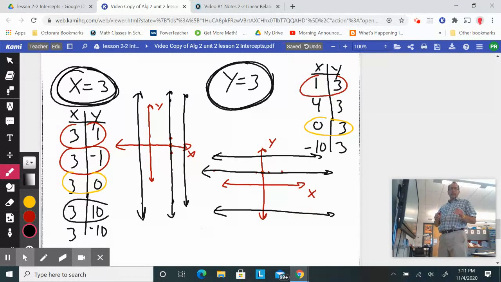So just be aware, those are also equations where the x is always 3. Or in this case, on the right side, y equals 3 is a straight line where the y is always 3. So take a look at the t-charts. Hopefully that helps you understand horizontal lines and vertical lines.